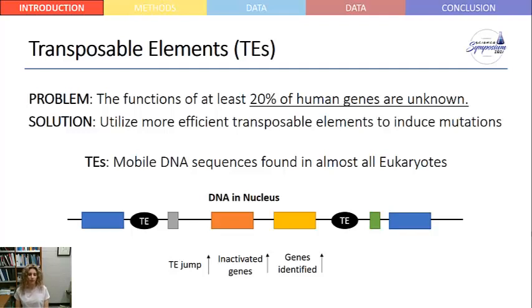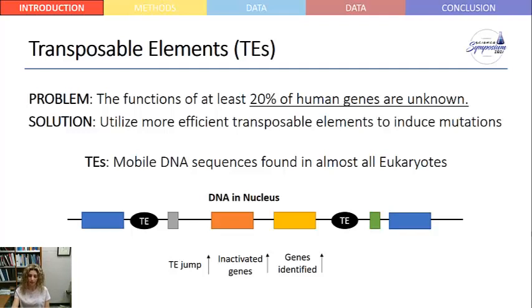One way to mutate a gene is by using transposable elements. So we're researching a way to make transposable elements more efficient in mutating genes. Now, I've mentioned transposable elements and their role in gene discovery, but I haven't really told you guys what transposable elements are. So transposable elements are mobile DNA sequences found in almost all eukaryotes. And when I say mobile, I mean they can jump from one place in the DNA to the other.